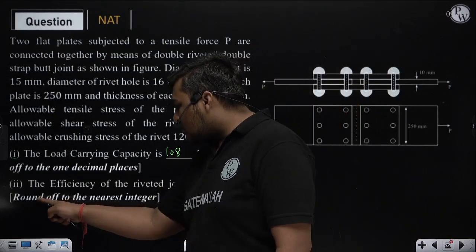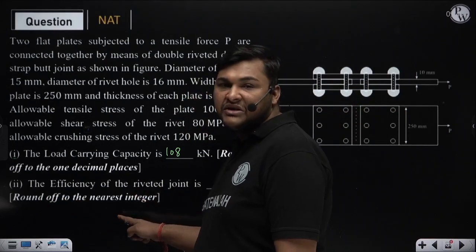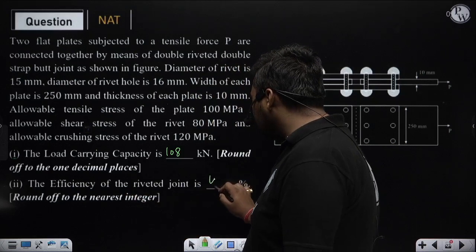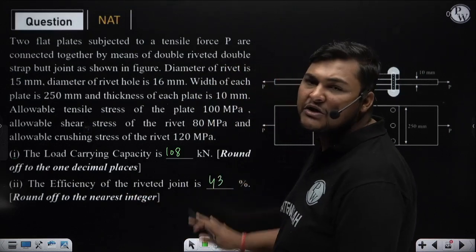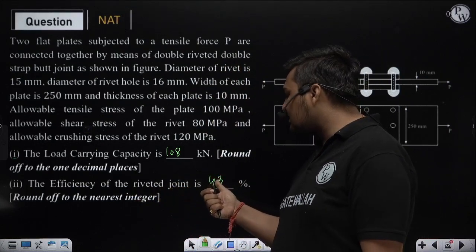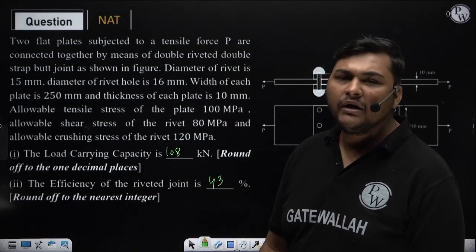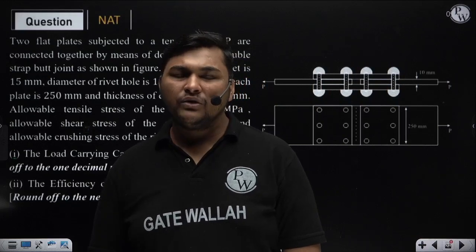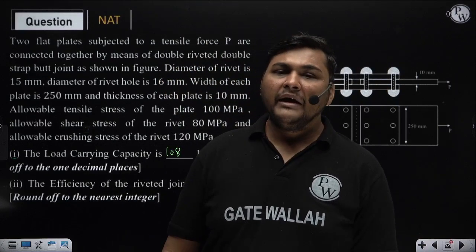Now we have to round off to the nearest integer. So in nearest integer, the correct answer is 43. The actual answer is 43.2, but since the examiner is saying round off to the nearest integer, the nearest integer value will be 43%. Okay. So it is the solution of this question.